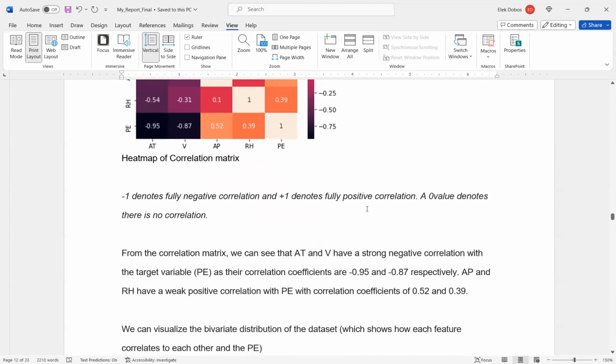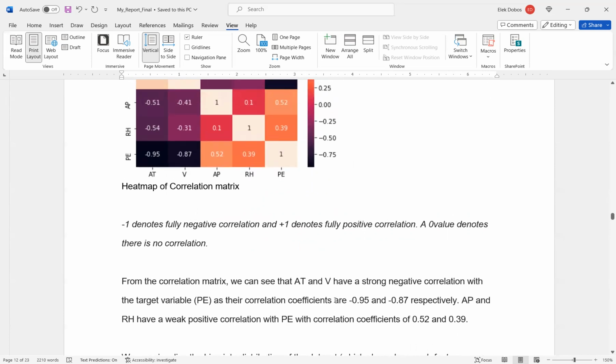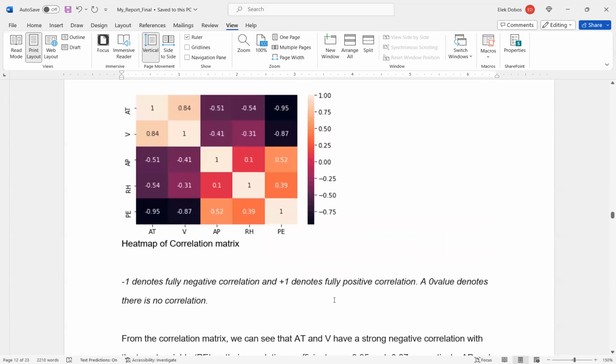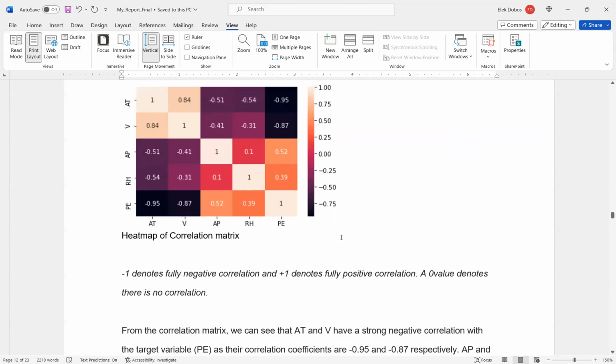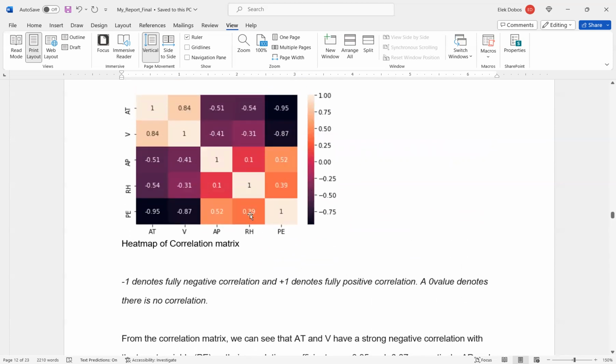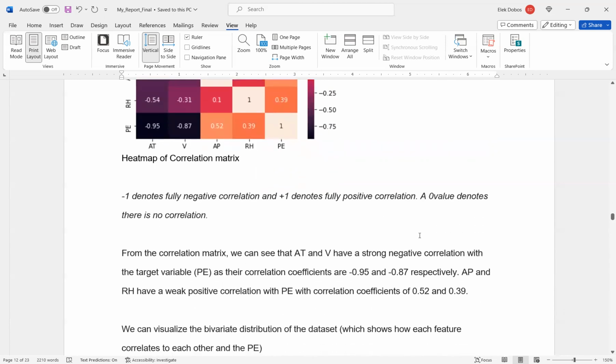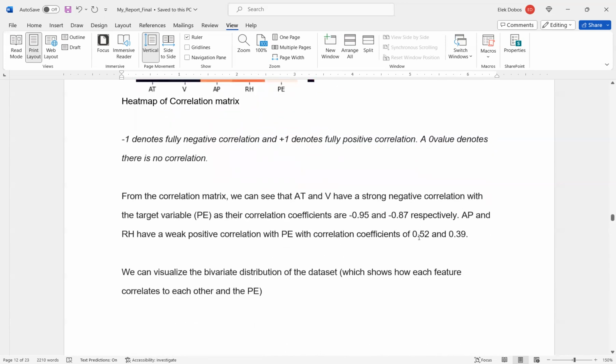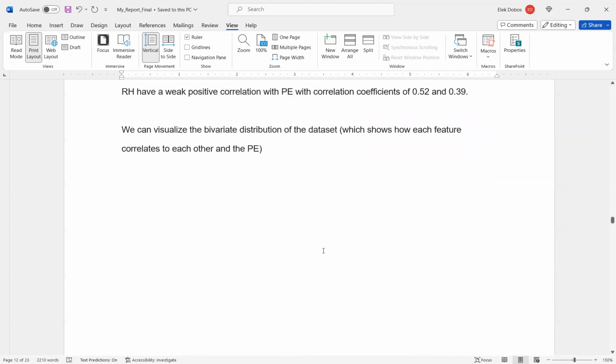The ambient pressure and relative humidity have a weak positive correlation with PE, with correlation coefficients of 0.52 and 0.39, so here. We can also visualize a bivariate distribution of the data set, which will show how each feature correlates to each other and our PE, our target variable.